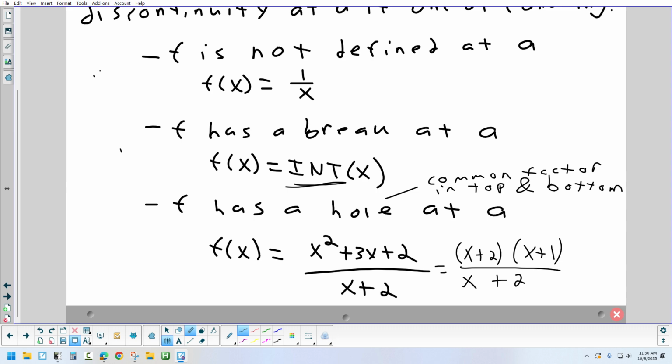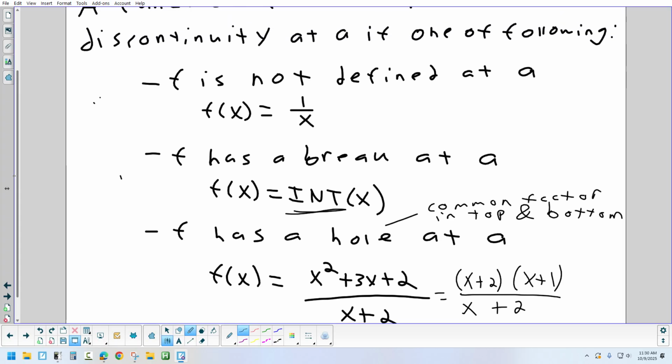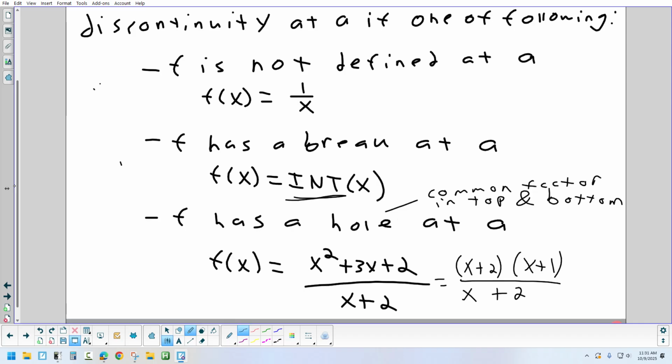So the hole is the trickiest one to look for. No matter how much you zoom in, you'll never see the hole in the graph. You've got to look at it, factor it, and then see if there's anything in common in the top and the bottom. So, any questions on those 3 types of discontinuities?